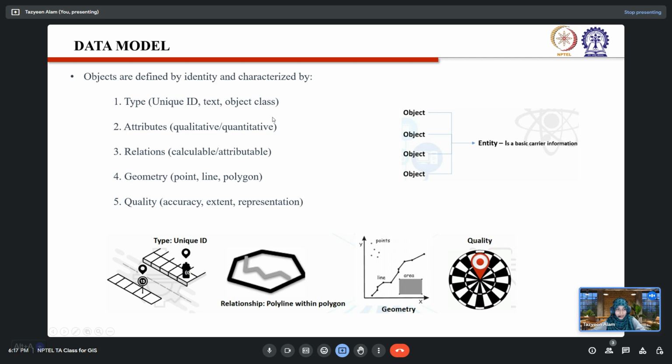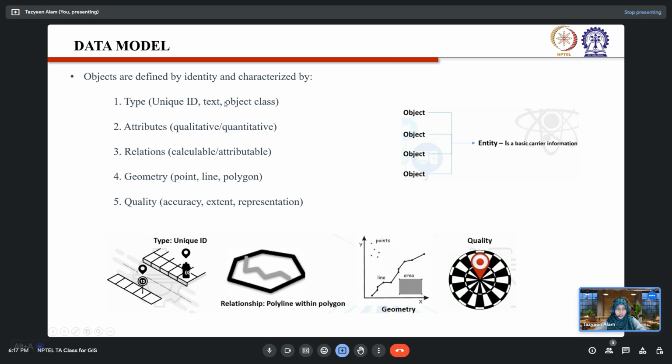So first is the type. Type you can categorize based on the unique ID. If there's an FID or UID present in your attribute table or your metadata, and you can identify that ID, you can categorize your type. Or you can also categorize it with the help of a text. Let's say instead of giving it an ID, I have given it names. There are different data, and one is Delhi, then there's Noida, there's Faridabad. So I have given text type to my objects.